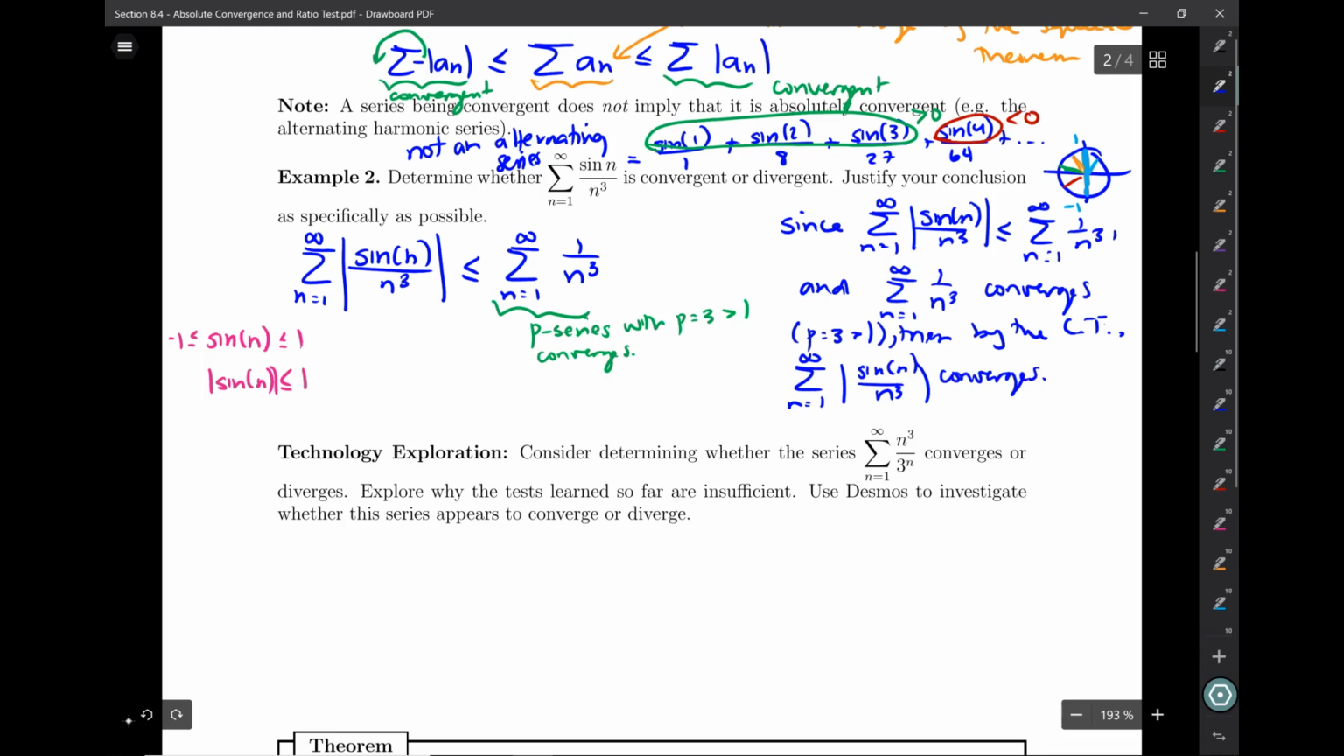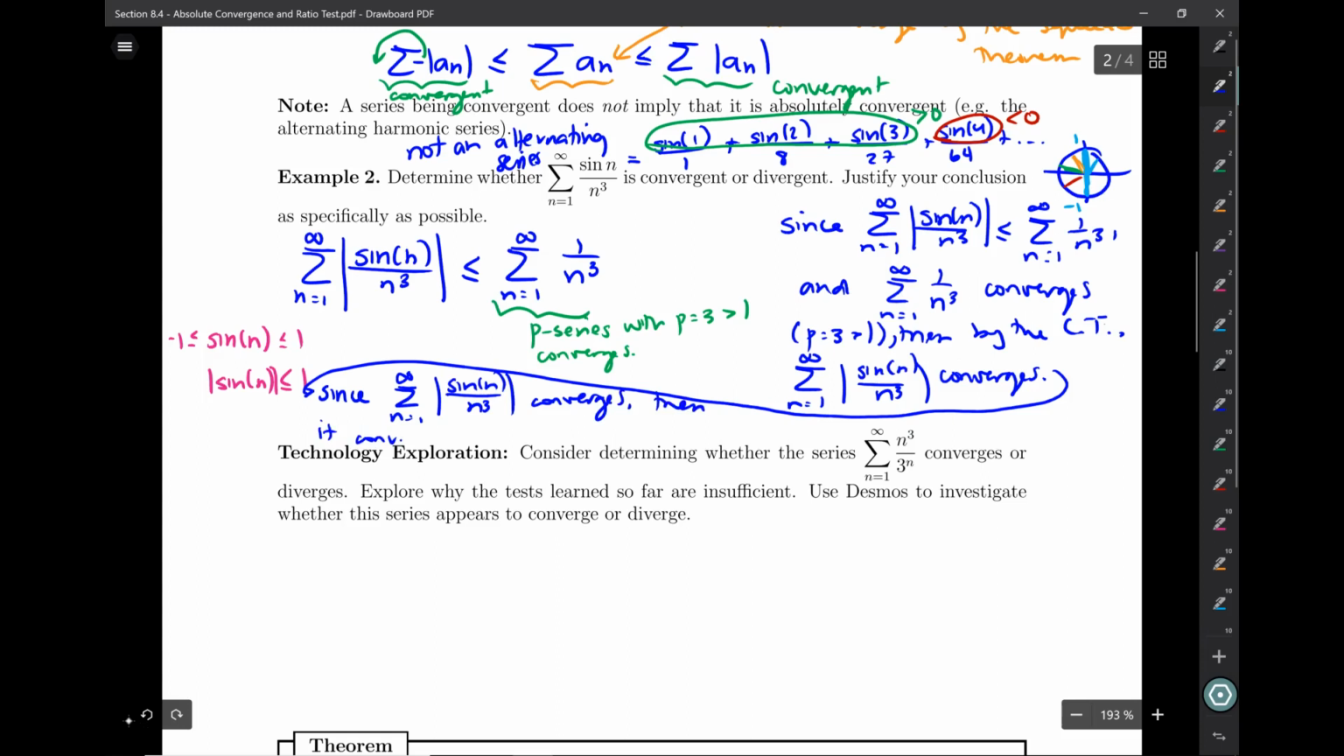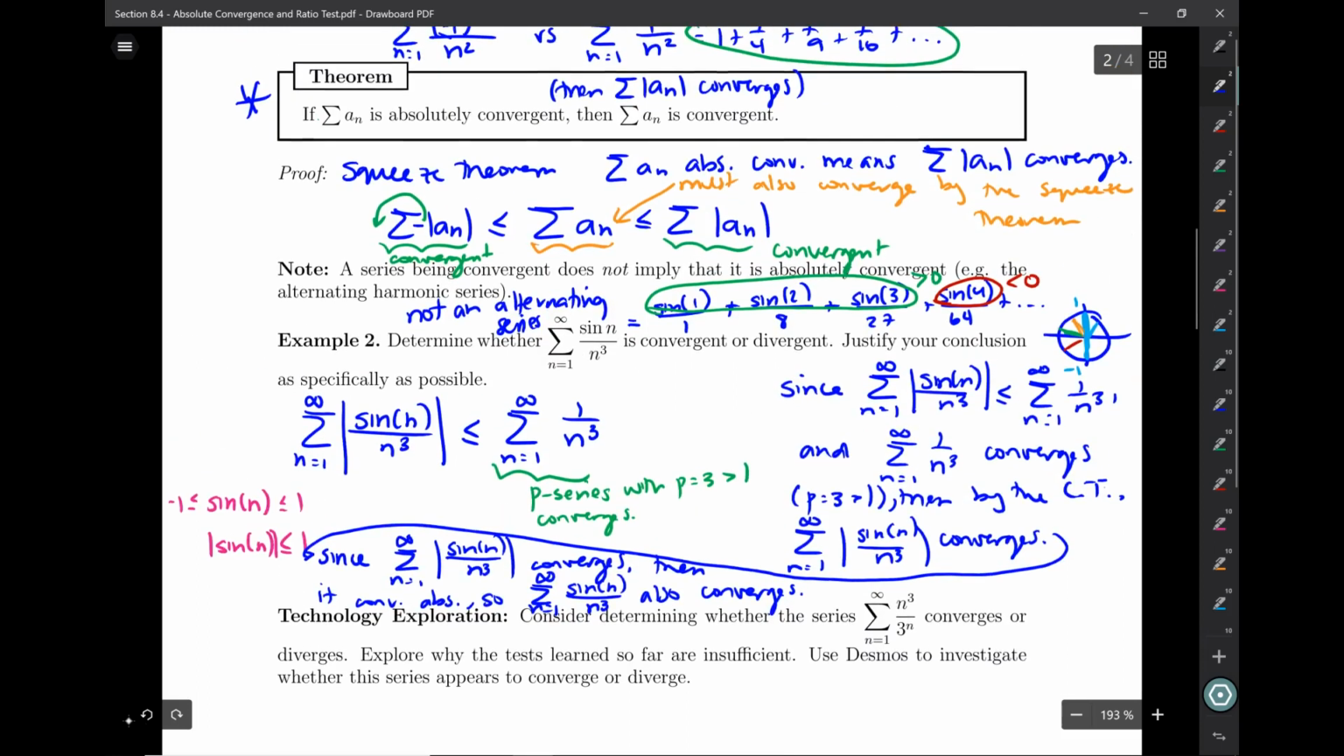And then maybe over here, if I had a little bit more space, I'll write my extra sentence here. Since the absolute value of the series converges, then it converges absolutely. So this series that we were originally interested in, sine n over n cubed, also converges by that theorem that we just looked at. Okay.